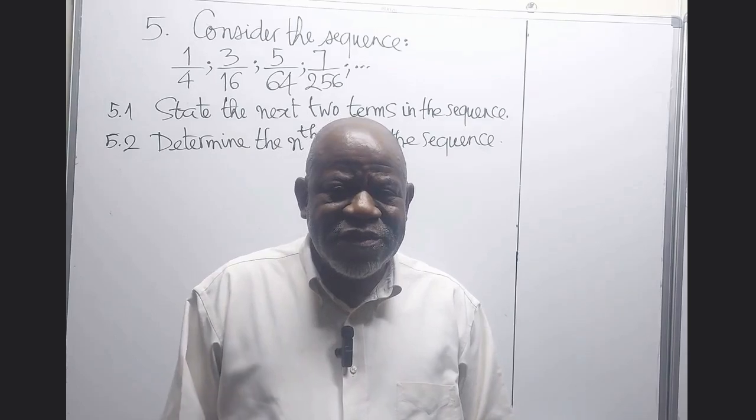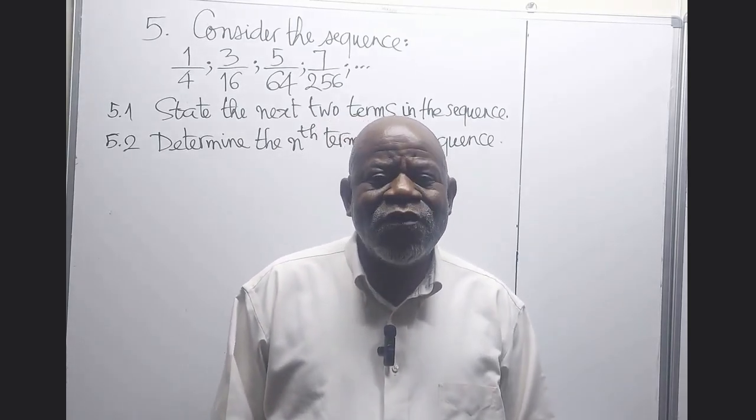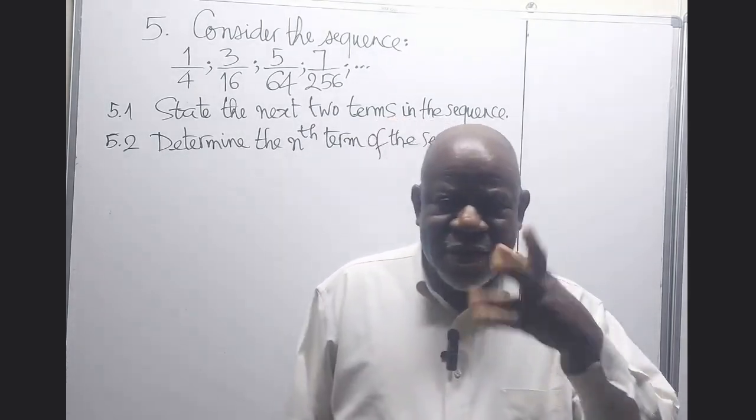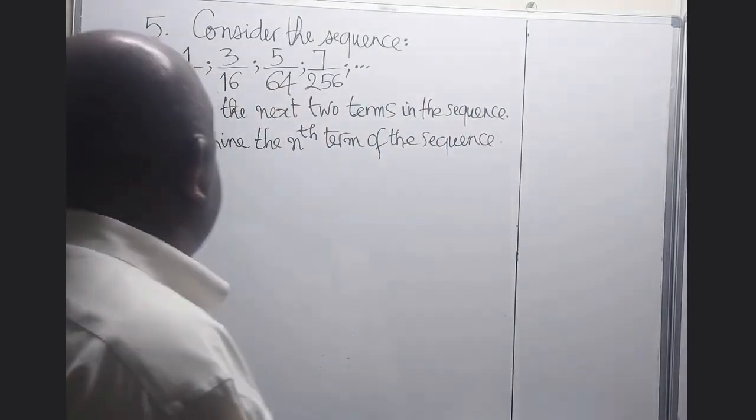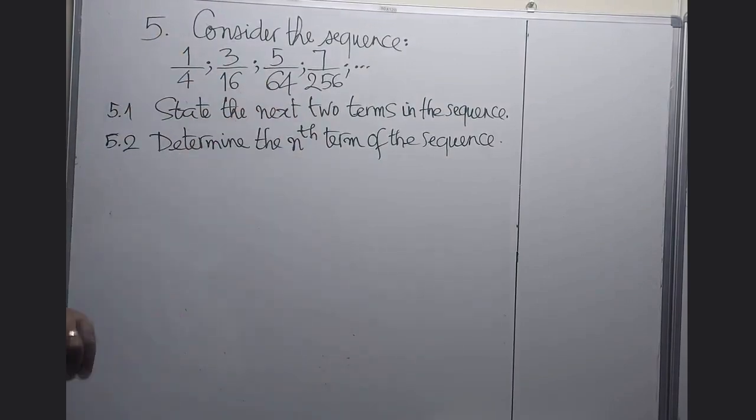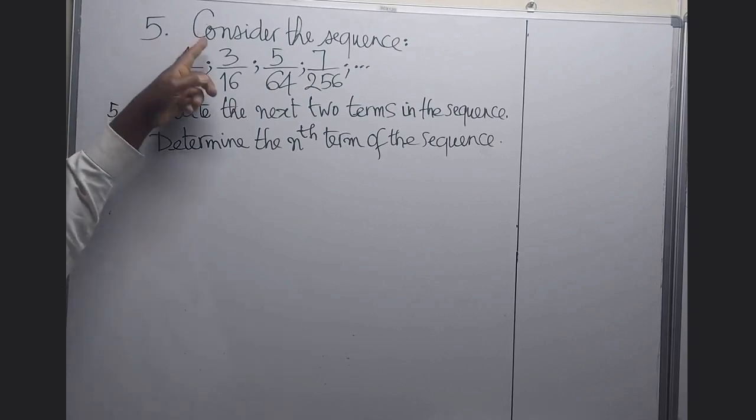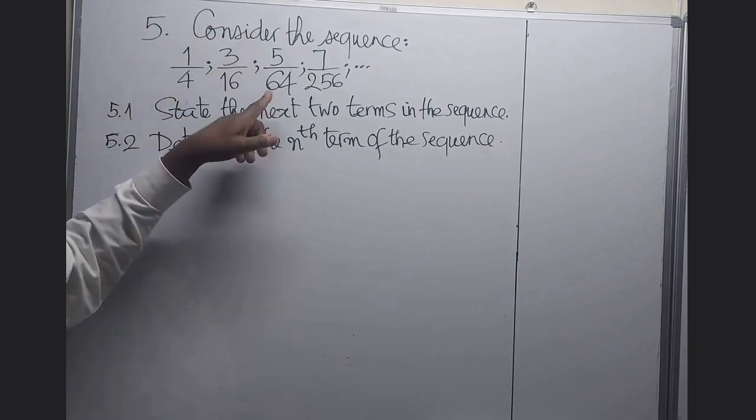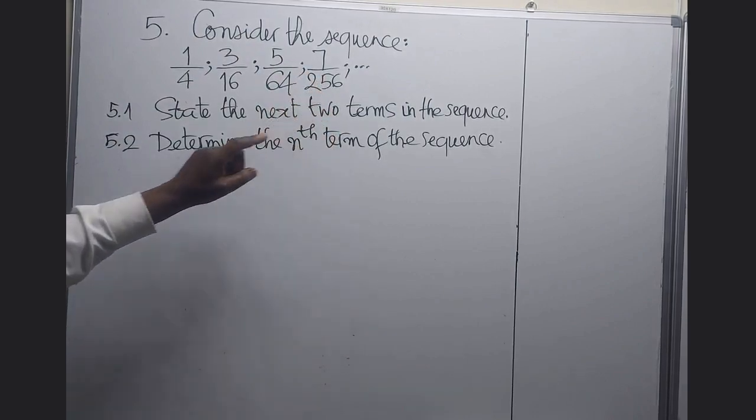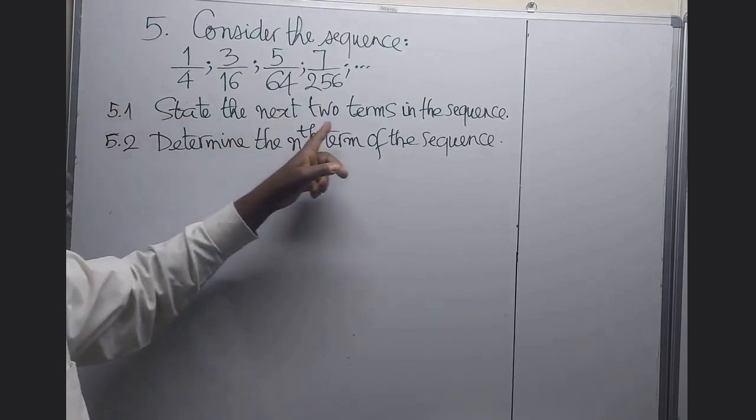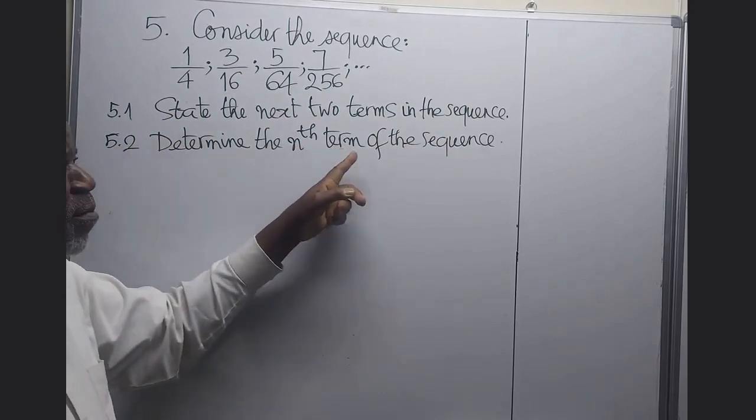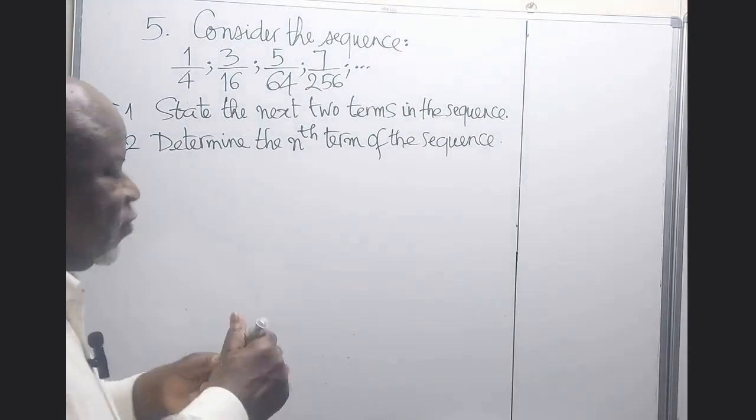Remember, last time we finished with exercise number 4. Now here is exercise 5 under exercise number 4. Consider the sequence 1/4, 3/16, 5/64, 7/256. 5.1: state the next two terms in the sequence, and 5.2: determine the nth term of the sequence. Solutions.